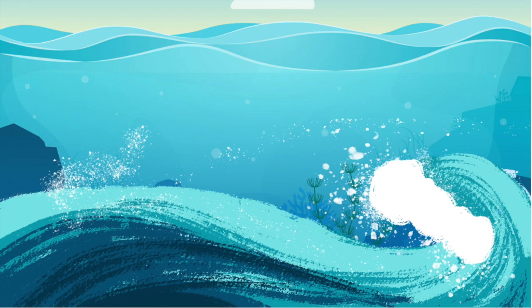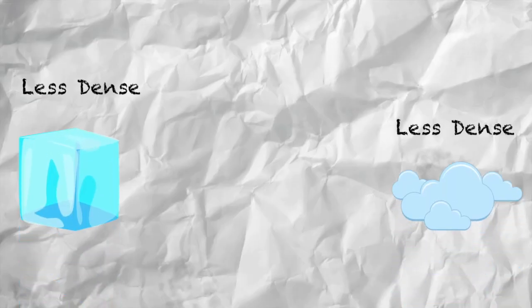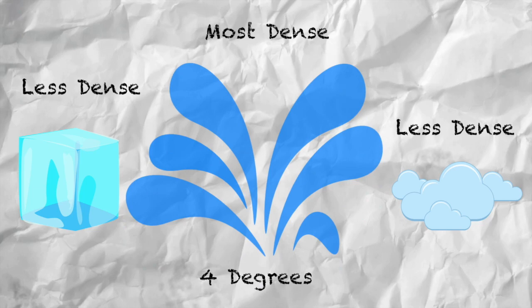Ocean currents can be created by winds and changes in density of water masses. Changes in water density are mainly caused by temperature changes along with salinity, gravity, and earthquakes. Temperature affects water density because, as we know, water gets less dense when it freezes and also when it evaporates, but on average, water is most dense at 4 degrees Celsius.